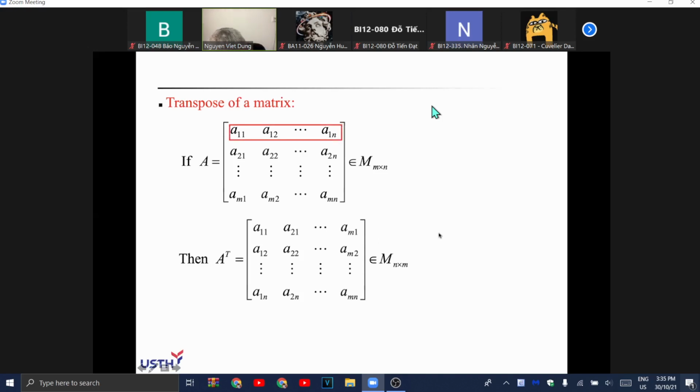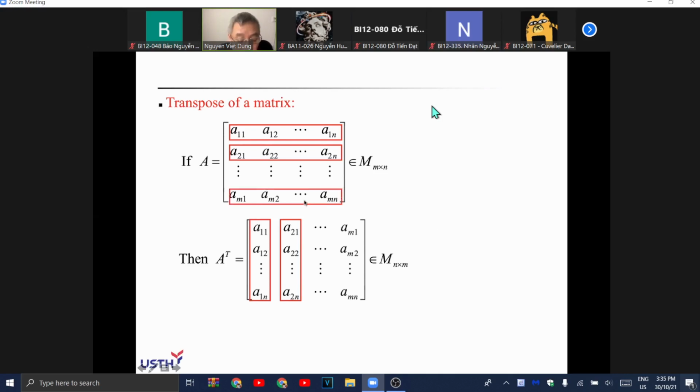We do as follows. We take the first row of A and we transform it into the first column here. We continue by taking the second row and we change it into the second column here, and so on. And finally, the last row will be changed into the last column here. So that is the transpose of a matrix. And obviously, if we do it again, then you get back A.